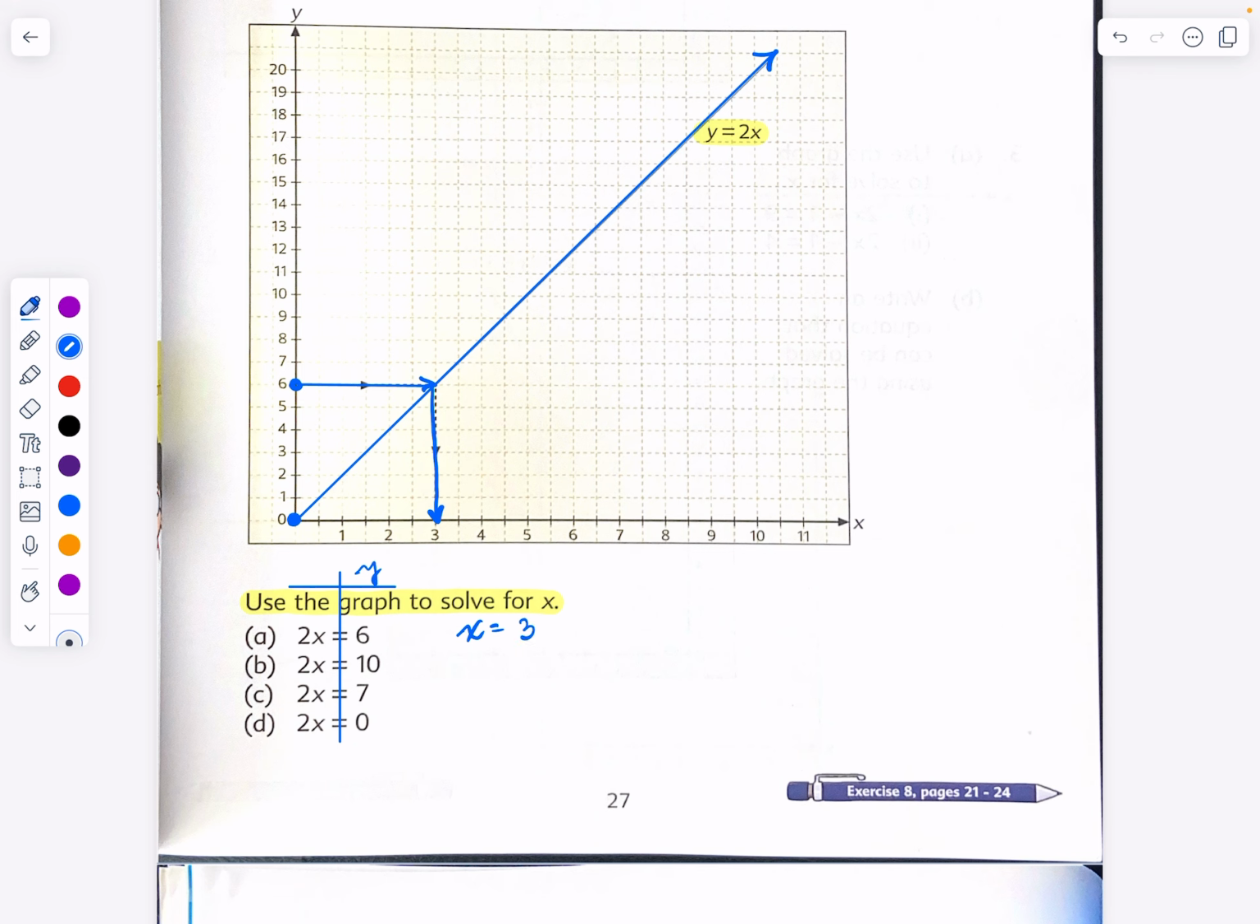Next, for y to be equal to 10, here it is, y is equal to 10. We go to the graph. Once we find the intersection point, we drop down to the x-axis. x must be equal to 5. When y equals 7, here is 7. We go all the way to the graph, drop down to find our x, and we know that x equals 3.5. And when y equals 0, x is 0. Here is this point, right?